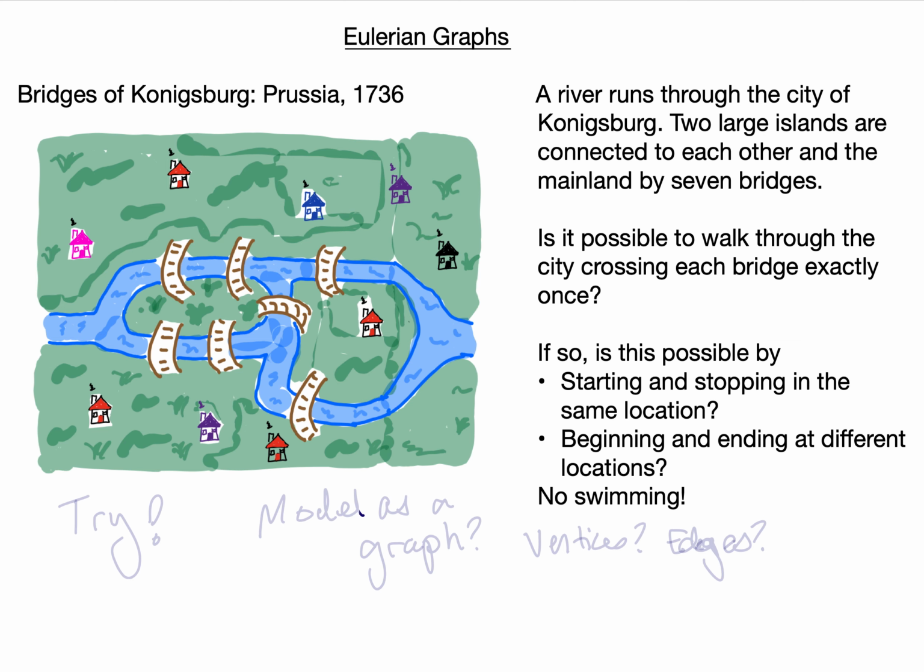So I'd like you to take a look at this problem and think about whether you would be able to do a stroll through this city, crossing each bridge exactly once. And again, you could do it either by starting and stopping at the same place or by beginning and ending at different locations. So try this yourself, and you might want to model this as a graph. So can you model this as a graph? And if you do, what are the vertices of the graph and what are the edges of this graph? So take a pause, think about that, and we'll talk about it in just a moment.